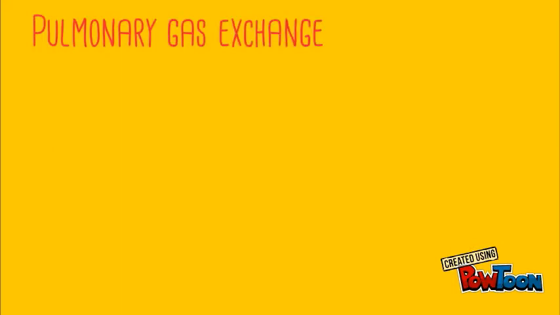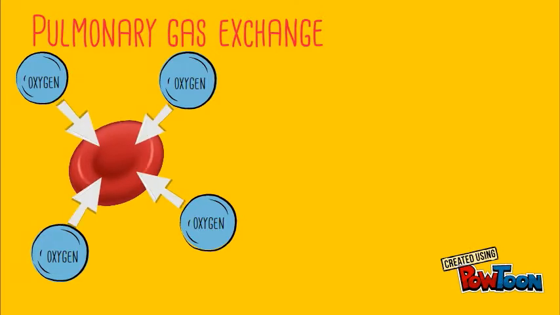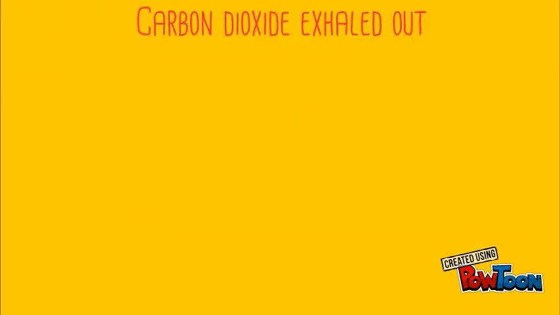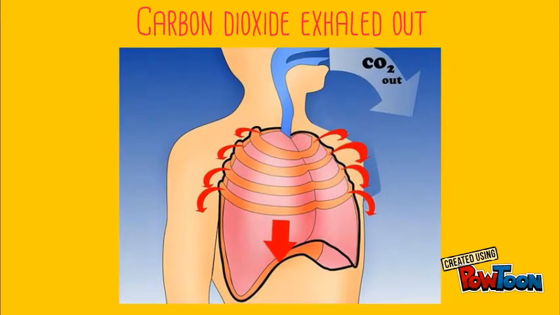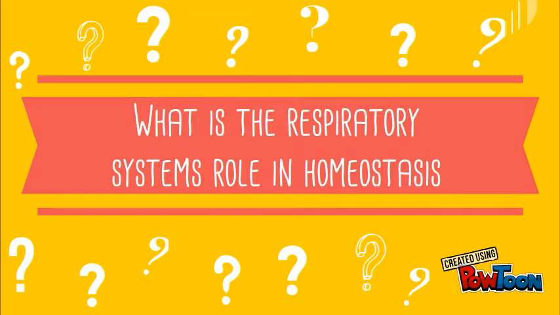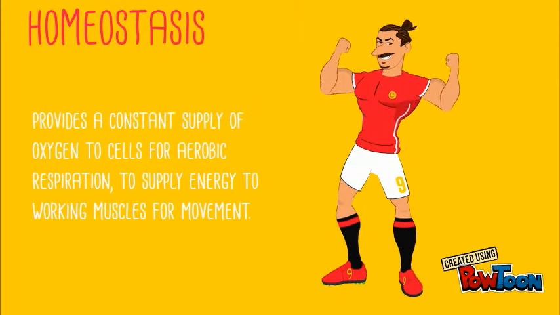Pulmonary gas exchange is the process where oxygen molecules attach to red blood cells, which then travel to the heart. The carbon dioxide molecules in the alveoli are then released back through the respiratory system into the air with the next exhalation. The respiratory system's role in homeostasis is providing a constant supply of oxygen to cells for aerobic respiration, to supply energy to working muscles for movement.